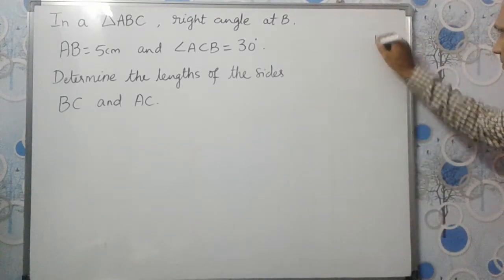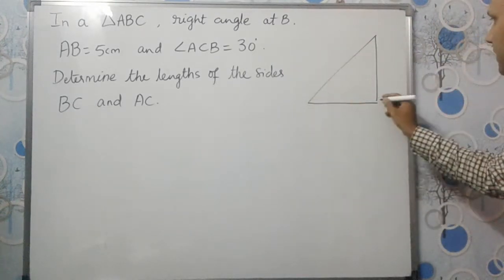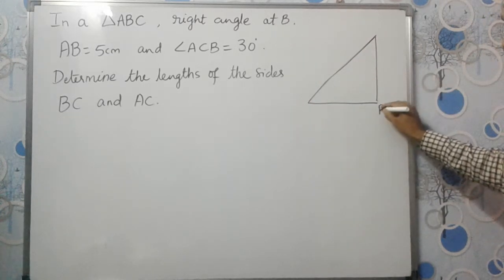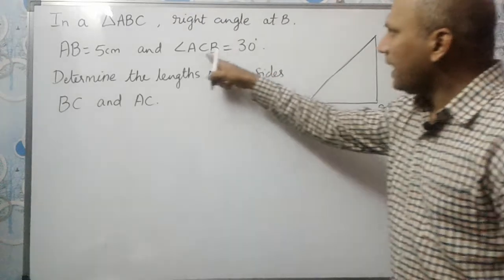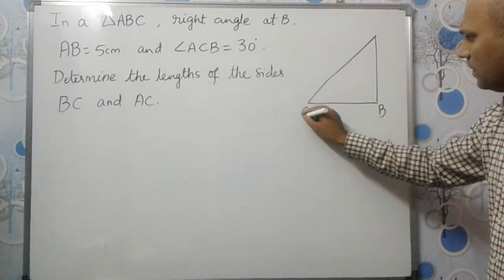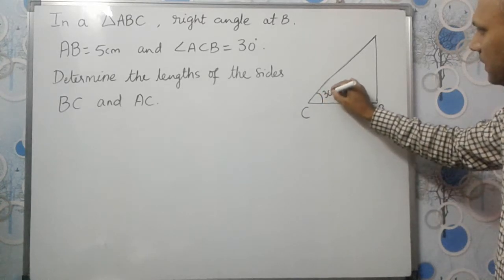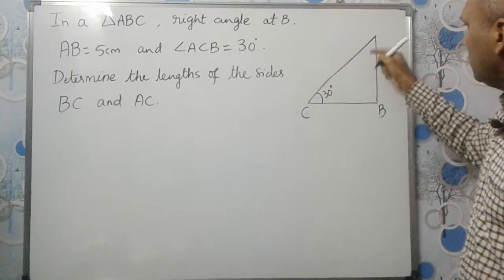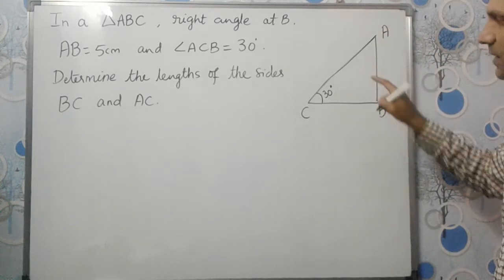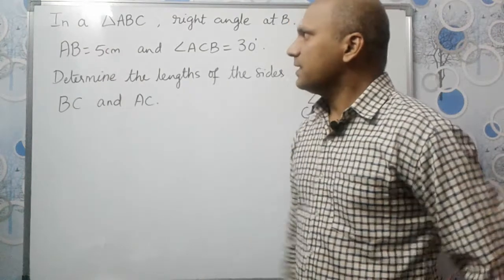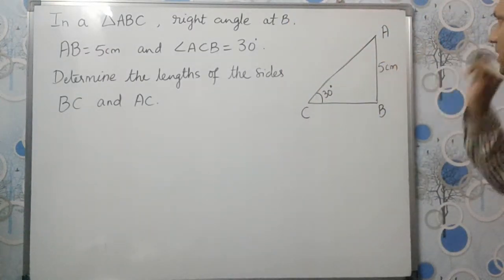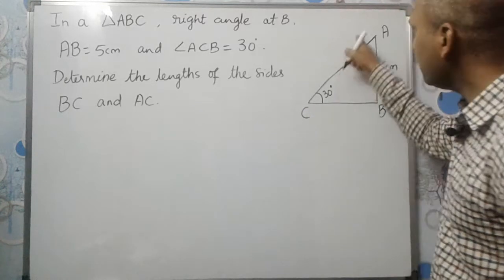Let us draw the diagram. We have a right angle triangle. Right angle is at B. So this is B. And angle C is 30 degrees. So we can take C here or C here. It is up to us, right? So let us take C here. This is 30 degrees given. What else is given? If this is C, this will be A. So we have a triangle ABC. Right angle is at B. AB is 5 centimeters. Okay, so this AB is 5 centimeters given. We need to find BC and AC.